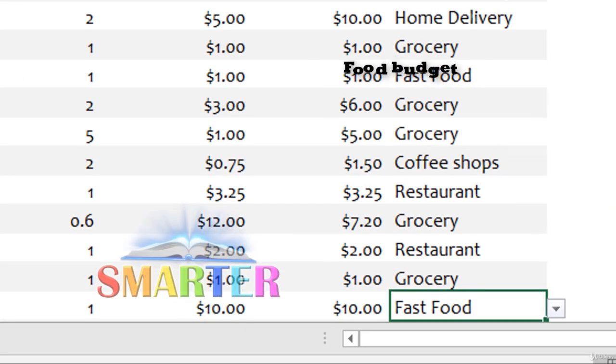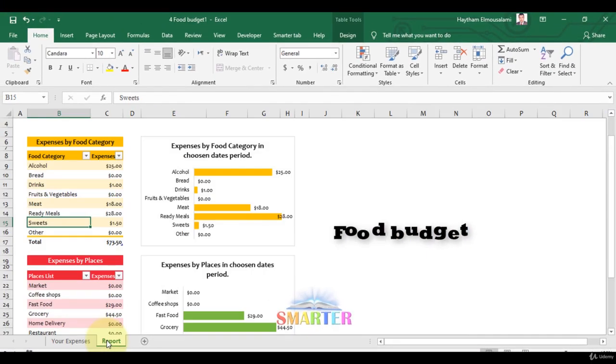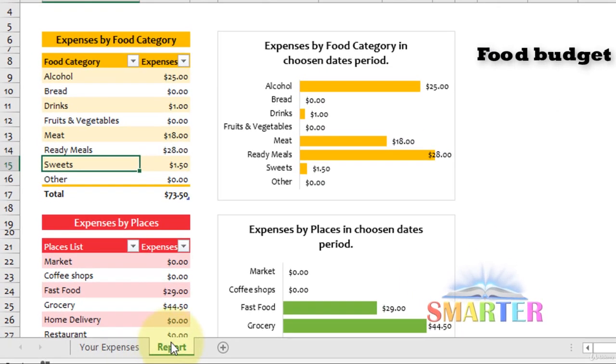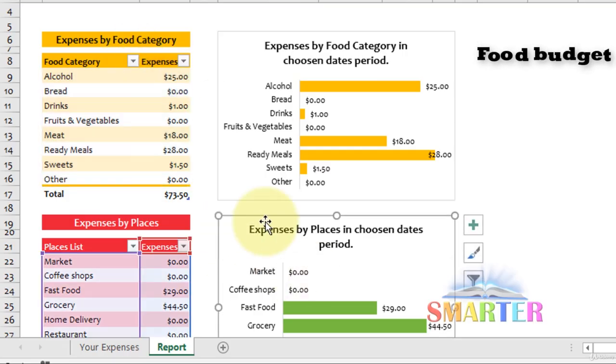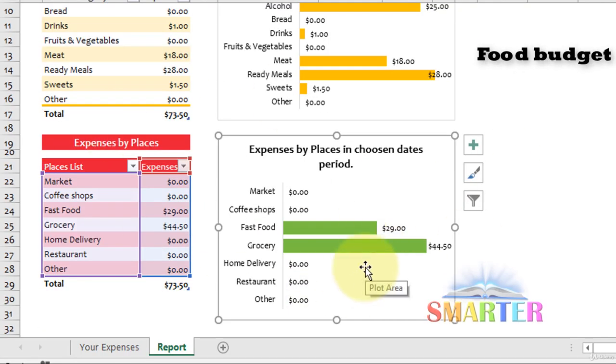Okay. Once you put in your data, you will find this report, and this report will show expenses by food category and expenses by places. This chart summarizes all this data based on the expenses by food category, and this chart summarizes the data of expenses by places.